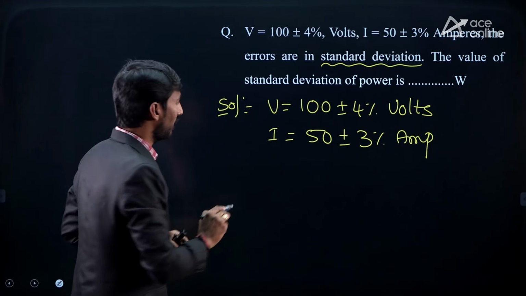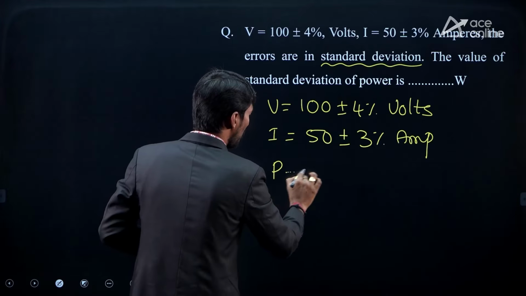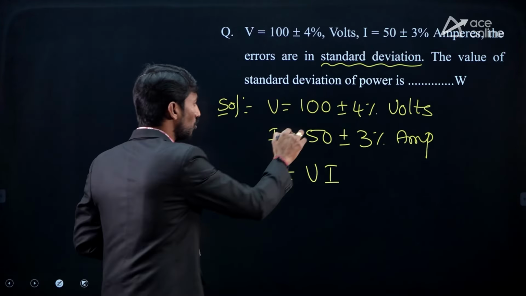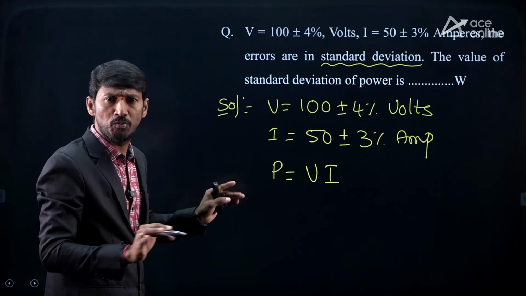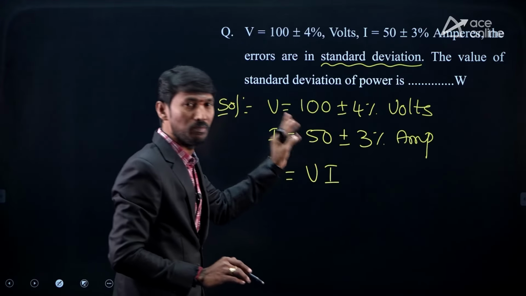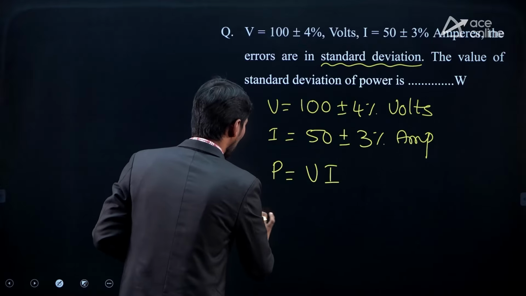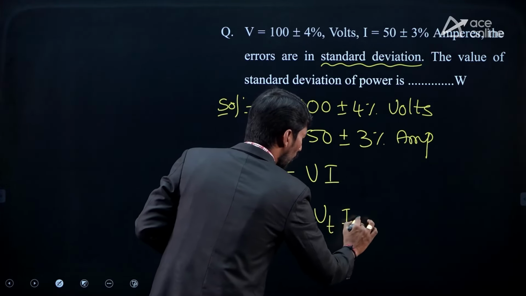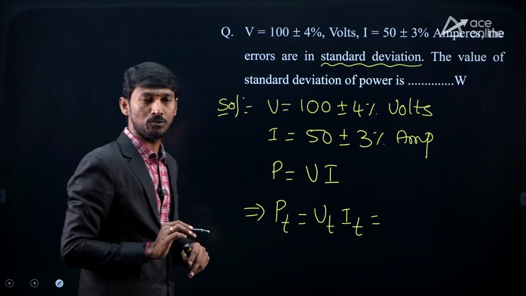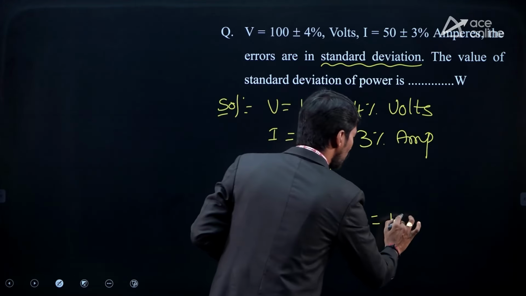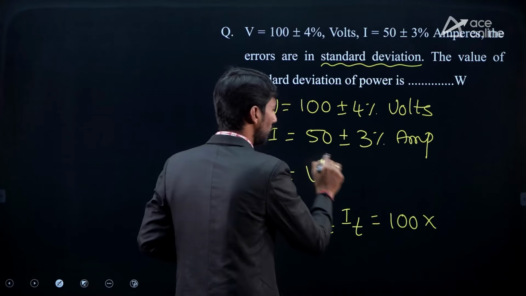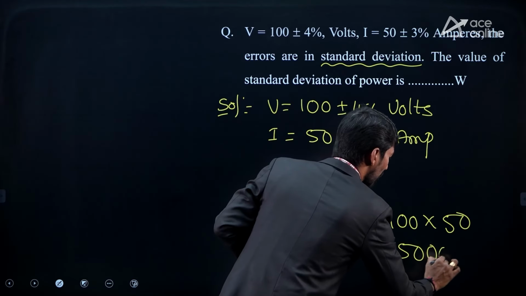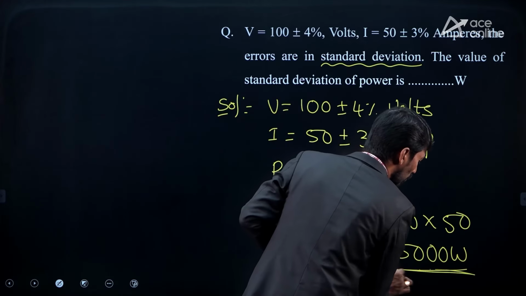Okay. What are they asking? Power. Sir, power is equal to, what is it? V into I. So the true value is always the same, no problem. Multiplication, you just simply multiply. So I am writing power true is equal to voltage true into current true. What is voltage true? 100. What is current true? 50. So what is the value? 5000 watts. This is the true value.